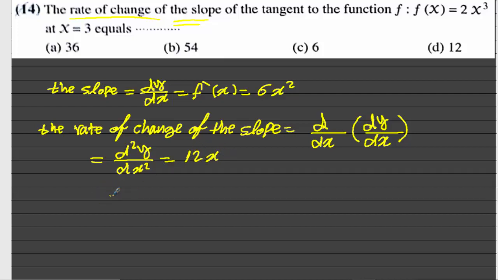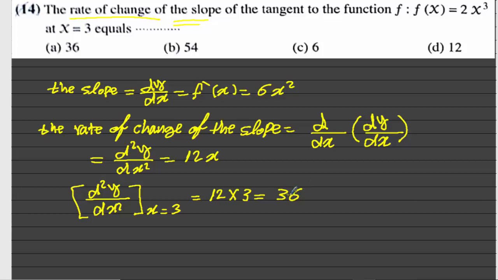When x equals 3, we write d2y dx squared at x equals 3 equals 12 multiplied by 3, which equals 36, and we choose letter A.